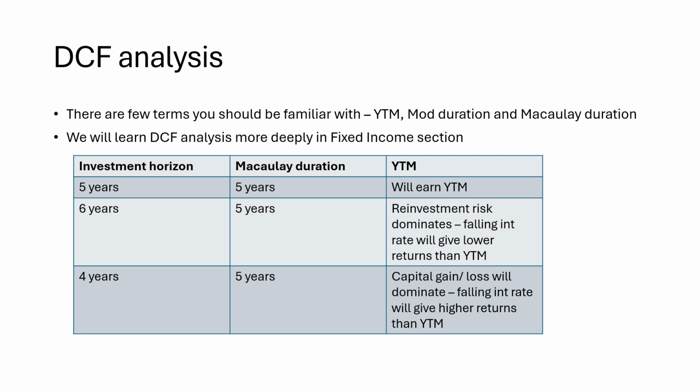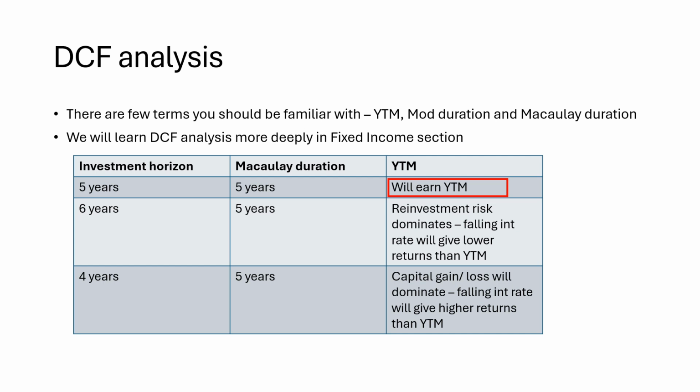There are a few terms you should already be familiar with, such as YTM, modified duration, and Macaulay duration. We have learned how to do the calculation of all these three in Level 2. But let's just look at the Macaulay duration. Macaulay duration is equal to modified duration multiplied by YTM, and it is a very important term that tells us whether the investor will get the return equal to YTM or not. There are three scenarios here. When the investment horizon is equal to Macaulay duration, then the investor will earn the YTM return.